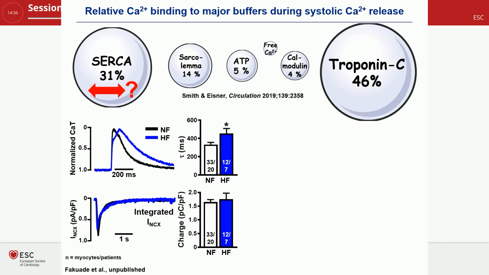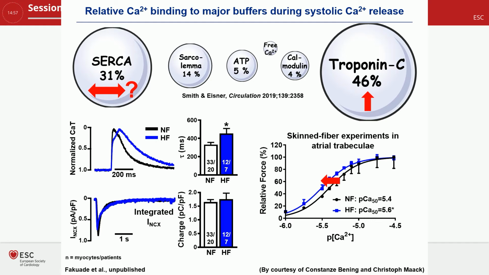And because the systolic calcium transient is about 60 to 70% due to calcium removal from the cytosol into the sarcoplasmic reticulum, we found that this is even slower compared to non-failing hearts. Together with the unchanged total SR load, we excluded that an increased SERCA activity contributes to the increased buffering. But what about the contractile filaments?